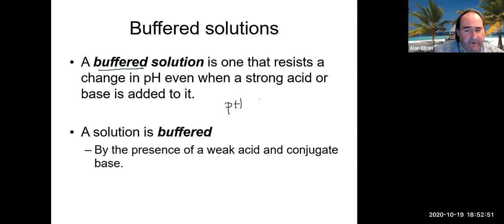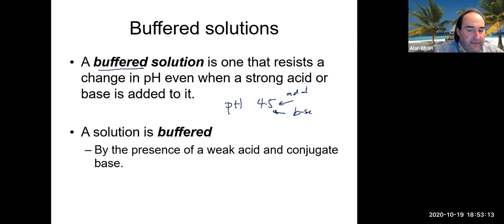So say we made a buffer at a pH of 4.5. If I add acid to it, it will stay around 4.5. If I add base to it, it will stay around 4.5. We will not see a giant jump in the pH if you add acid or base to it. So again, first off, it's not necessarily a neutral solution. It just means that it's able to resist changes in pH.